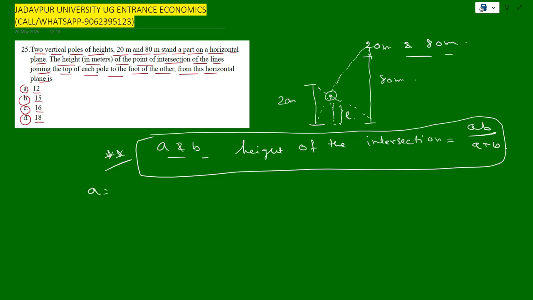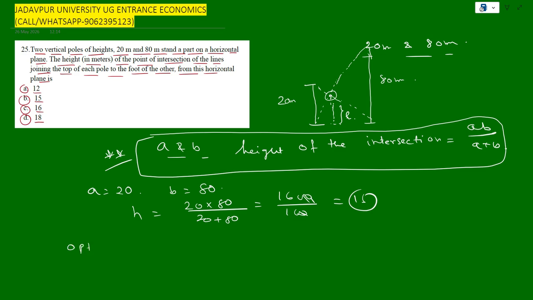Now substitute. A is 20, B is 80. So we can say H is equal to 20 into 80 by 20 plus 80. So this is 1600 by 100. So this will be, yes, 16. So what will be the final answer? Option number C, 16. Okay, so this question looked scary, but the answer came faster than food delivery.